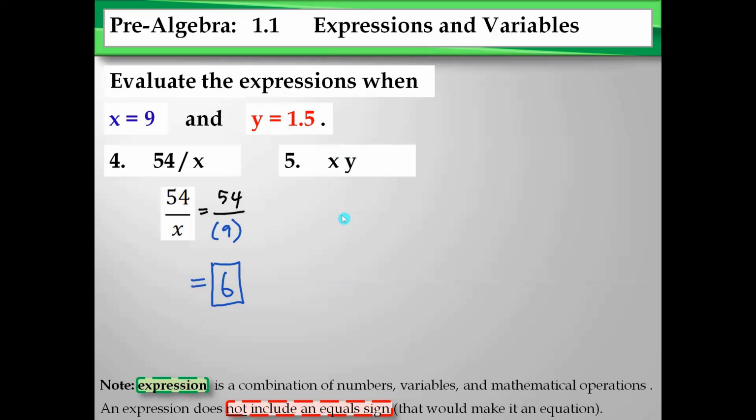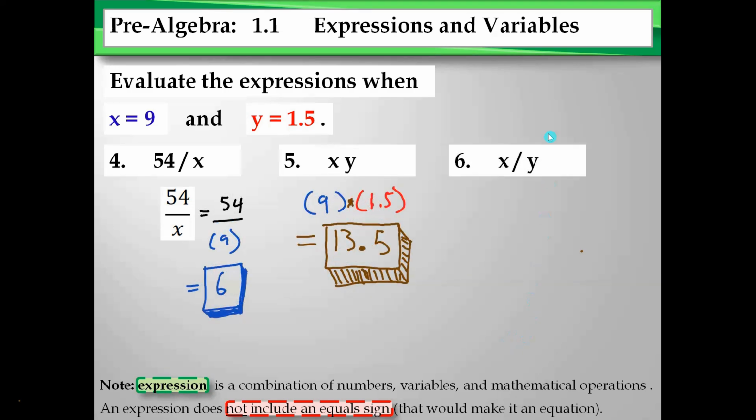In our next problem, we have 2 variables next to each other, x and y. This will indicate multiplication. One way we can see this happening is that when we're substituting in for the value of x, we should draw parentheses. And when we're substituting the value for y, we should draw another set of parentheses. When we have 2 sets of parentheses next to each other, this indicates we're working with multiplication. So 9 times 1.5 would give us 13.5, or 13 and 5/10.